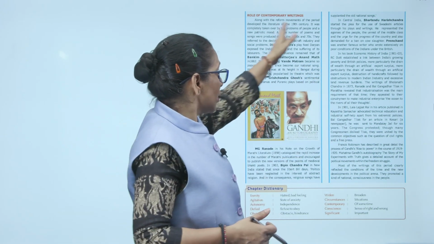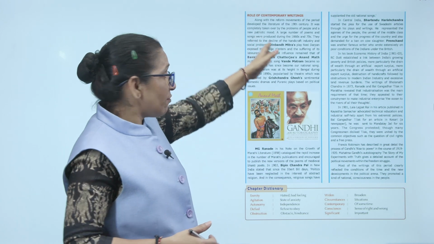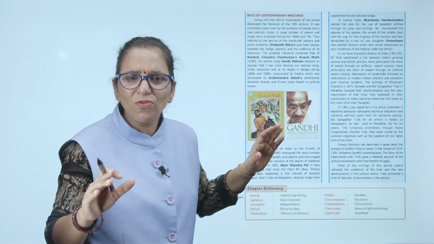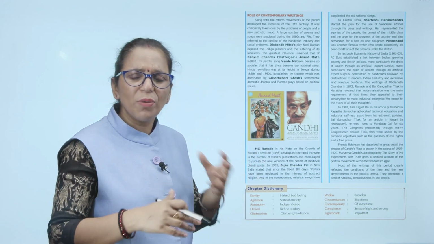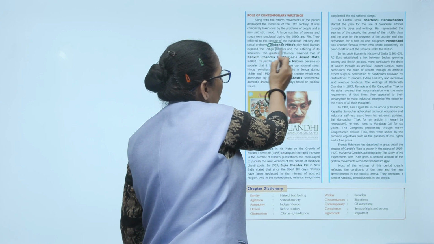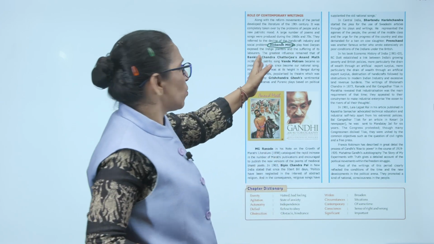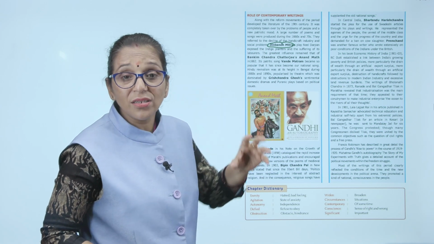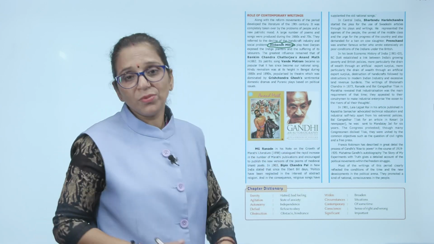What was that? Along with the reform movement, the period developed literary work also in the 19th century, completely taken over by the problems of people and the new patriotic mood. Now here you have Dinabandhu Mitra, he wrote Neel Darpan, exposed the indigo planters' situation, their suffering. The greatest influence remained that of Bankim Chandra Chatterjee.